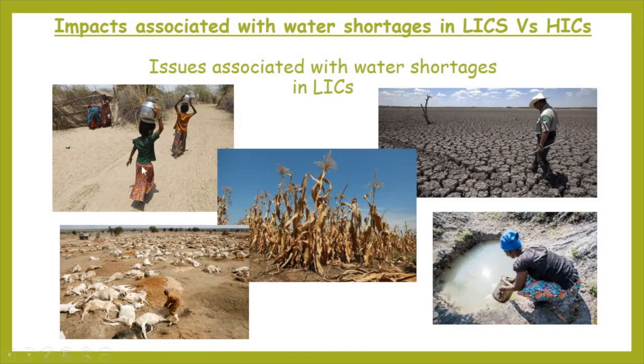Finally, if there's not enough clean water, you're forced to drink whatever dirty water you can find. So forced to drink contaminated water, diseases like cholera spread easily, higher death rate, lower quality of life. So if there's not enough water to go around in an LIC, it's a matter of life and death.